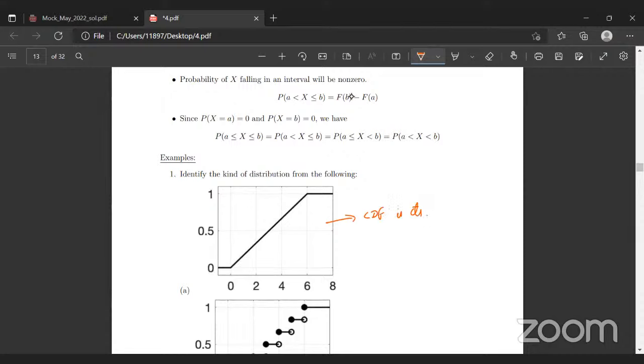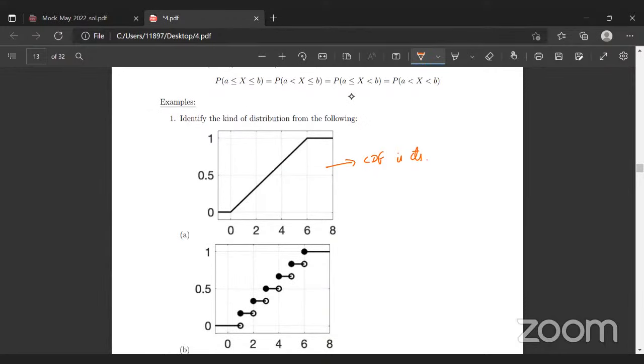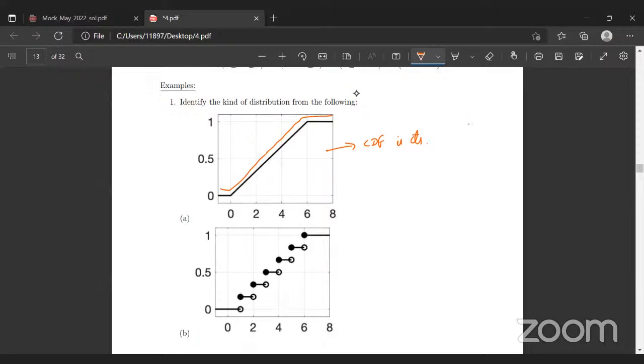Once a CDF is continuous, you will have a random variable for which this is the CDF, and we will say that random variable is a continuous random variable. If you see any CDF to be continuous, you will say the random variable is continuous. So the first graph that you see over here, the curve is kind of straight and it has a line. So the first example is for the continuous random variable.